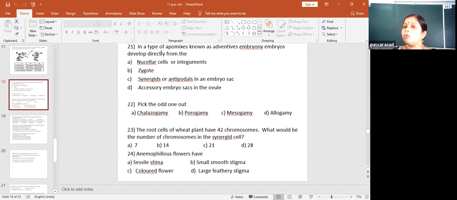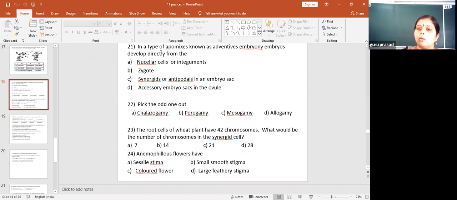If there is a sessile stigma, there is no movement. Sessile means no movement at all. There is a spelling mistake in the material for sessile stigma, so correct it. If there is no movement, the stigma cannot catch the pollen grains at all. Okay, colored flower: wind does not need color. In order to attract insects, the flower should be colored.